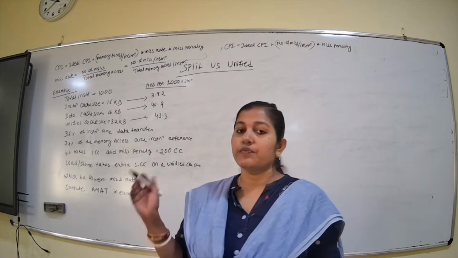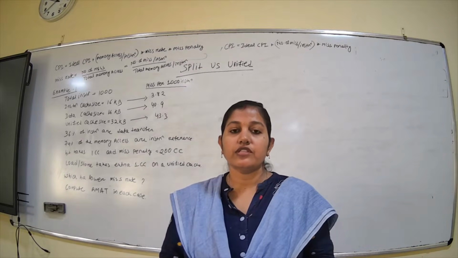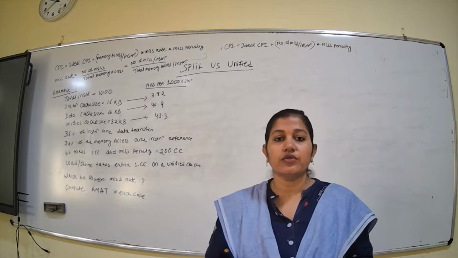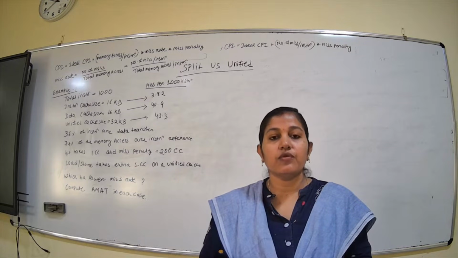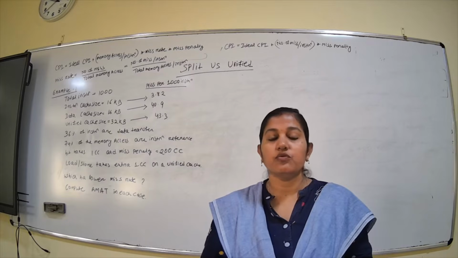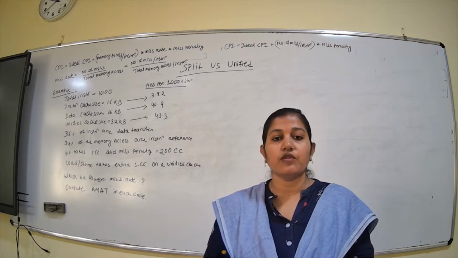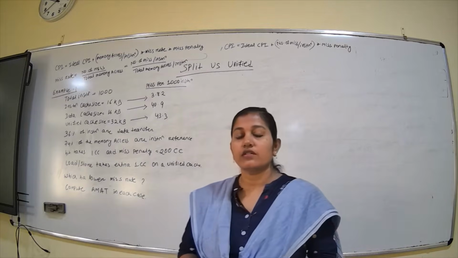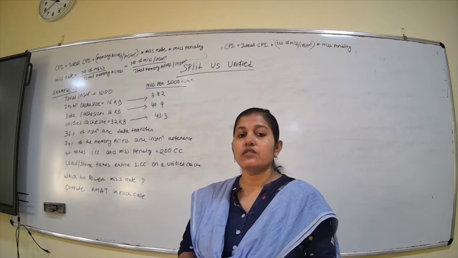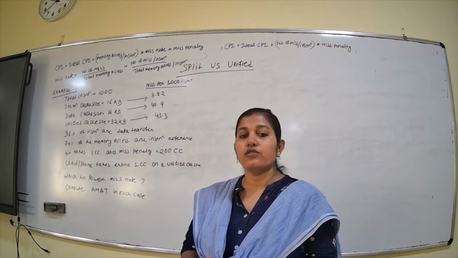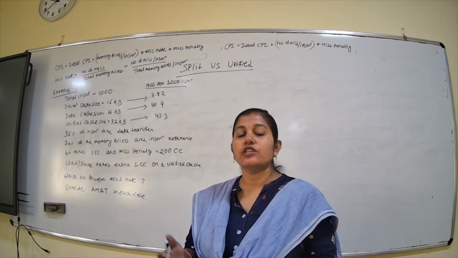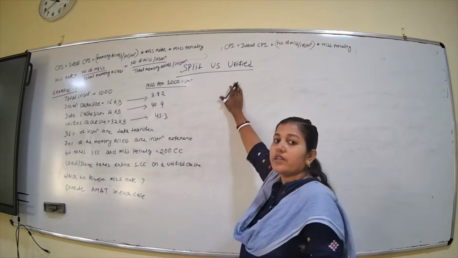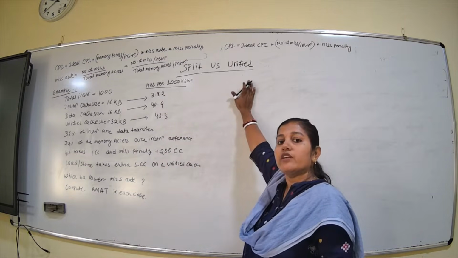Now we will discuss unified versus split. So what is unified structure? In which both instruction memory and data memory are present in one memory. That means one memory contains instruction as well as the data. In split memory, one memory is responsible for the instruction, another memory is responsible for the data. So you can say unified cache means in that cache both instruction and data are present.